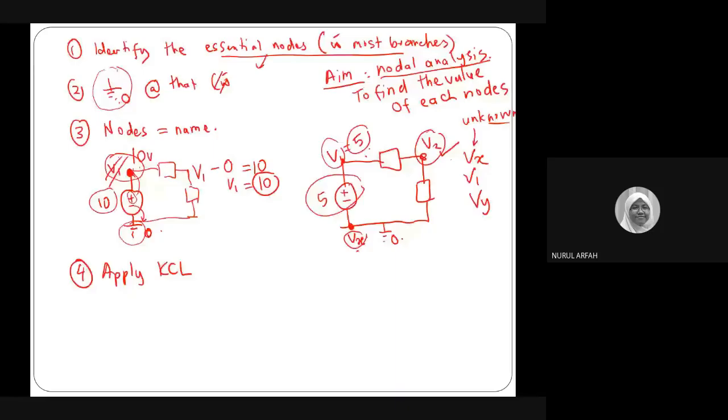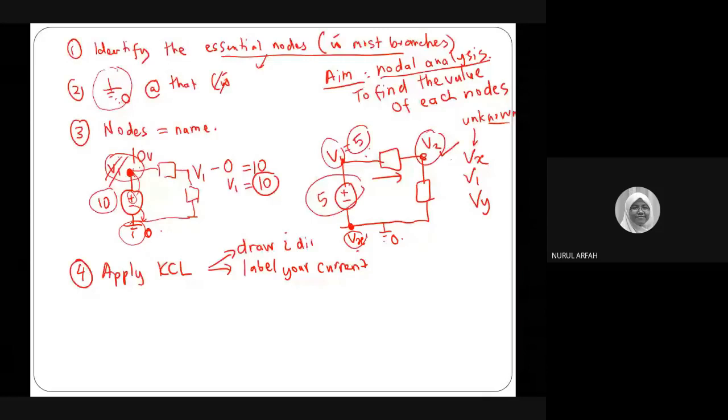Of course, if you want to apply KCL, what should you do? You need to label your current. Before that, draw the current direction. So maybe this is I1, this going down is I2. So you draw the direction of your current and then label your current. If you don't label, also okay, no problem. This is just to make sure that you have everything in order.